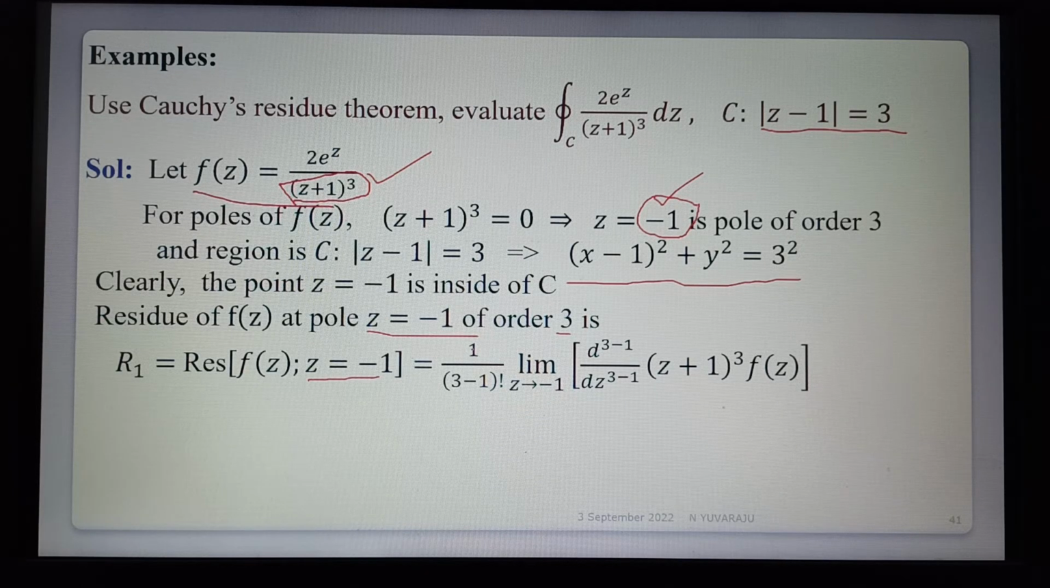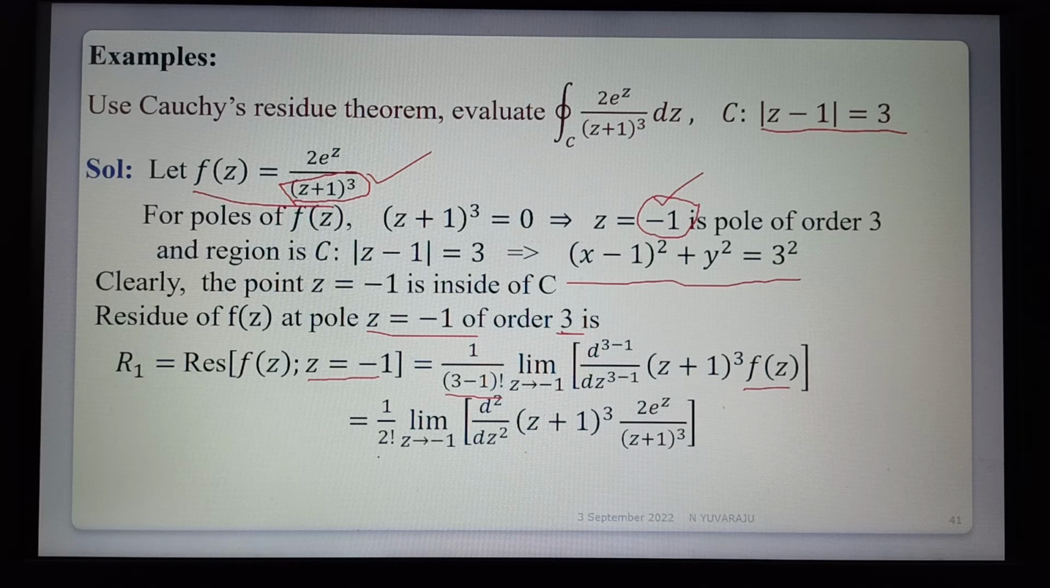That is equal to the formula 1 by (m minus 1) factorial. Here m is the order 3, since minus 1 is repeated 3 times, so m equal to 3 and (3 minus 1) factorial. Limit z tends to minus 1 of d power (3 minus 1) by dz power (3 minus 1), that is d power (m minus 1) by dz power (m minus 1), of (z plus 1) whole cube, that is (z minus a) power m, into f of z. So we substitute the given function f of z.